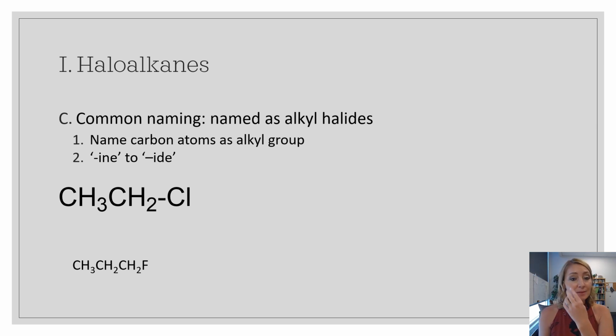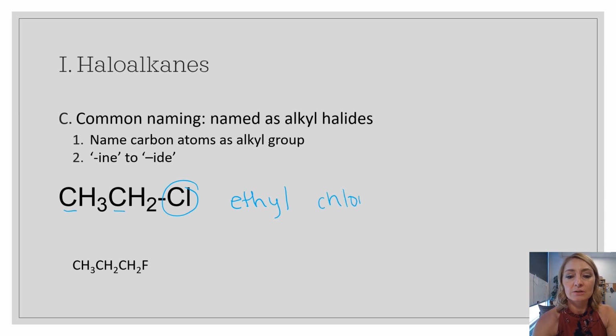And then you're going to name the carbon atoms as the alkyl group, and you'll give it a space. It's a 2-word name. And then you're going to name the halogen, and you're going to change the ending, say, of chlorine to chloride. So similar to what we did for ionic bonding. So in this first example, we have 2 carbons in our parent chain, if you will. So that alkyl group is ethyl. And we have a chlorine, which we change to chloride, ethyl chloride.